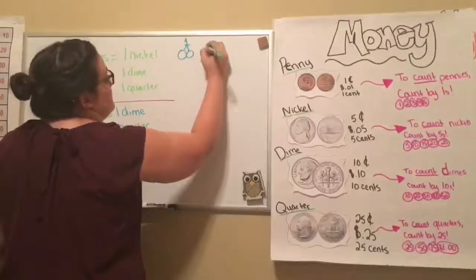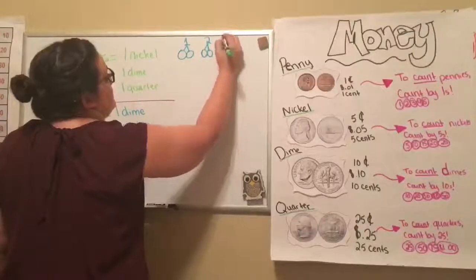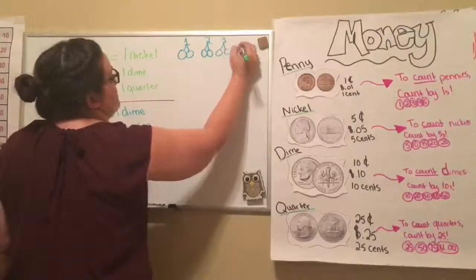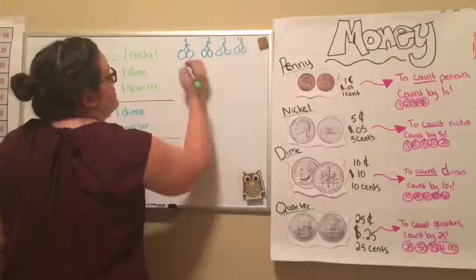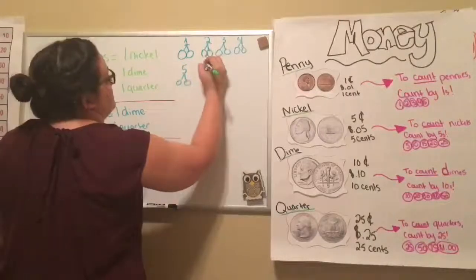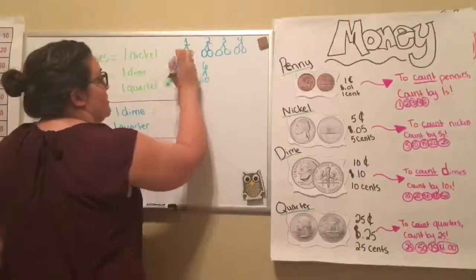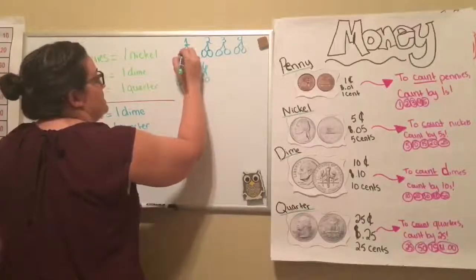Then 2 fish. 3 fish. 4 fish. 5 fish. 6 fish. Okay. So a penny equals 1 cent.